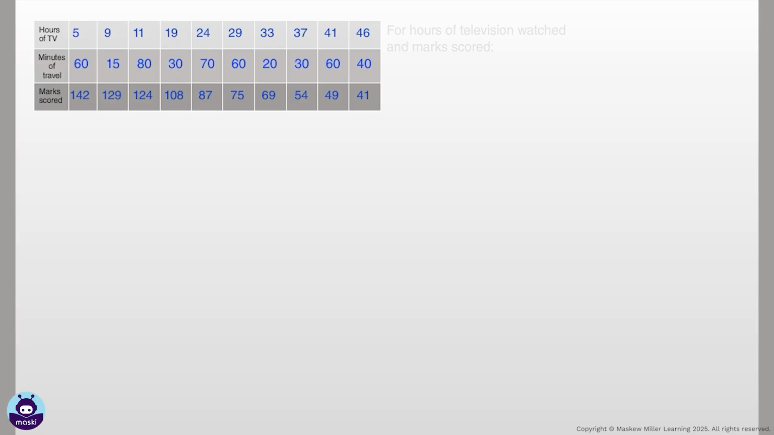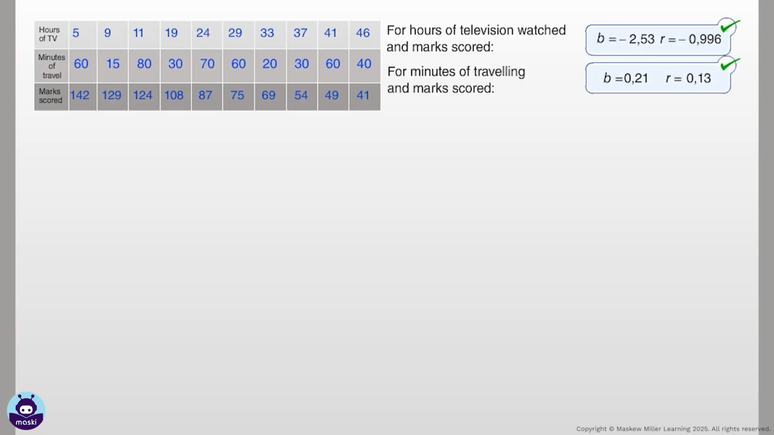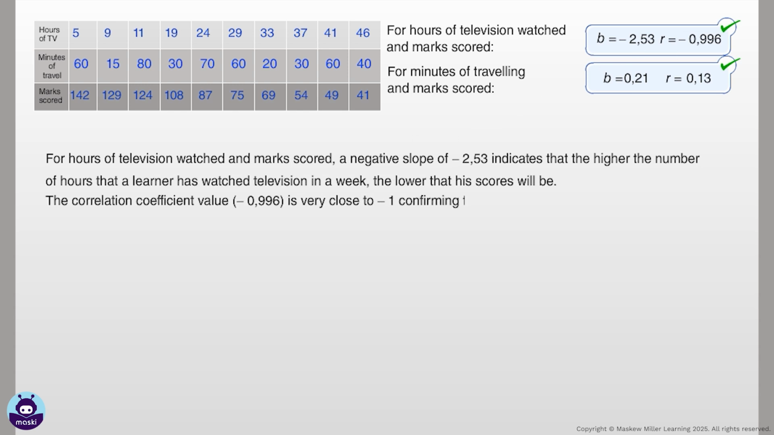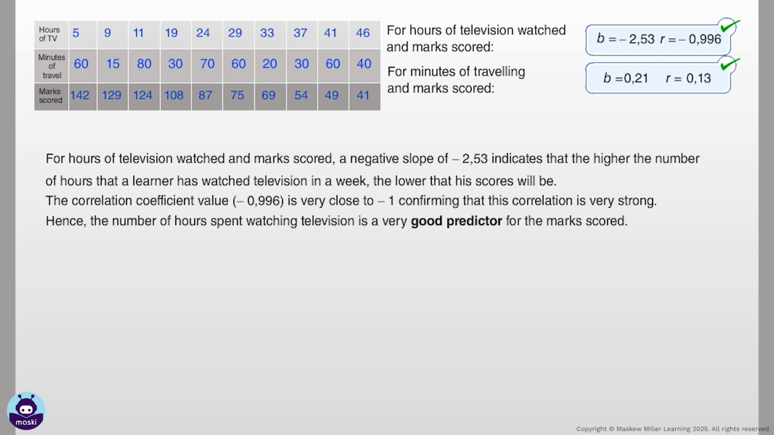Let us understand what these values of b and R mean. For hours of television watched and marks scored, a negative slope of -2,53 indicates that the higher the number of hours that a learner has watched television in a week, the lower his scores will be. The correlation coefficient value, -0,996, is very close to -1, confirming that this correlation is very strong. Hence, the number of hours spent watching television is a very good predictor for the marks scored.